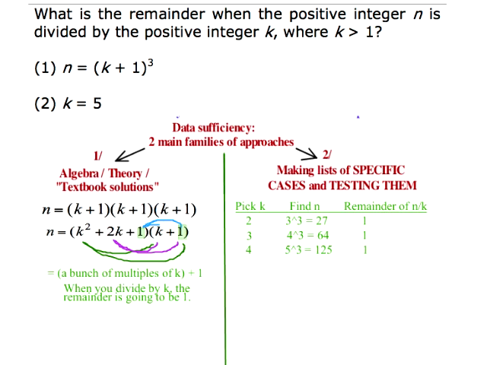Sticking with numbers that are relatively nice here, like if k is 9, then that's 10 cubed. So that's 1,000. 9 goes into 999. So I'm pretty convinced by this point. So again, just make sure that you know there are 2 families of approaches to data sufficiency. If you got that, then you're going to go a long way.